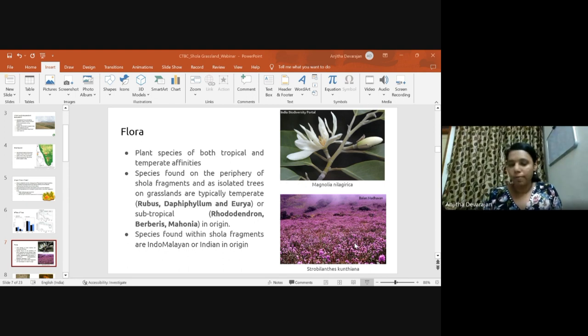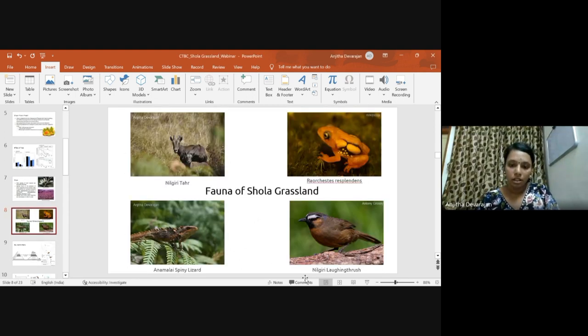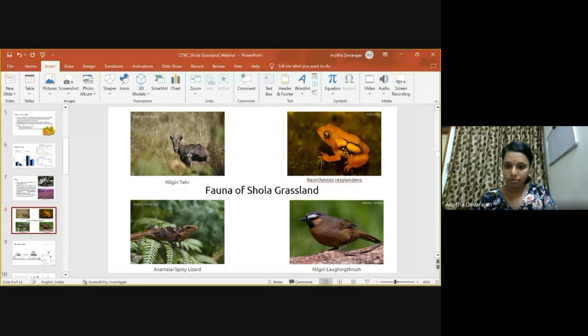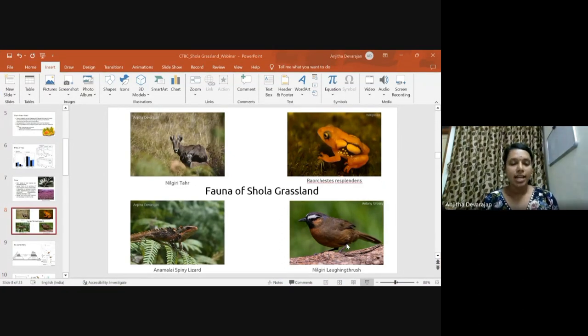Now we move on to the next slide. The Shola grassland, the fauna of the Shola grasslands. Like I said, it has a lot of endemic species, not only flora, but also fauna. We have Nilgiri tahr, which is a flagship species of this landscape. It is a threatened species also, and it's found only in the grasslands. It feeds on the fresh grasses, and yeah, it's one of the flagship species of this landscape.